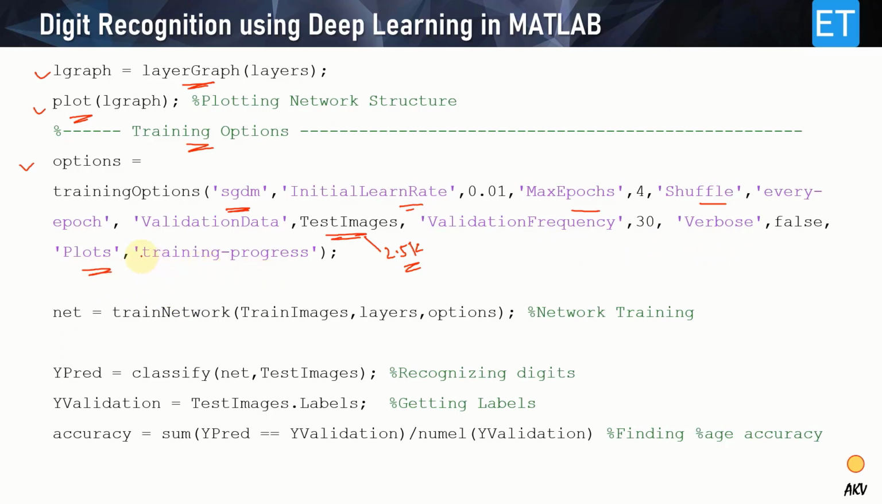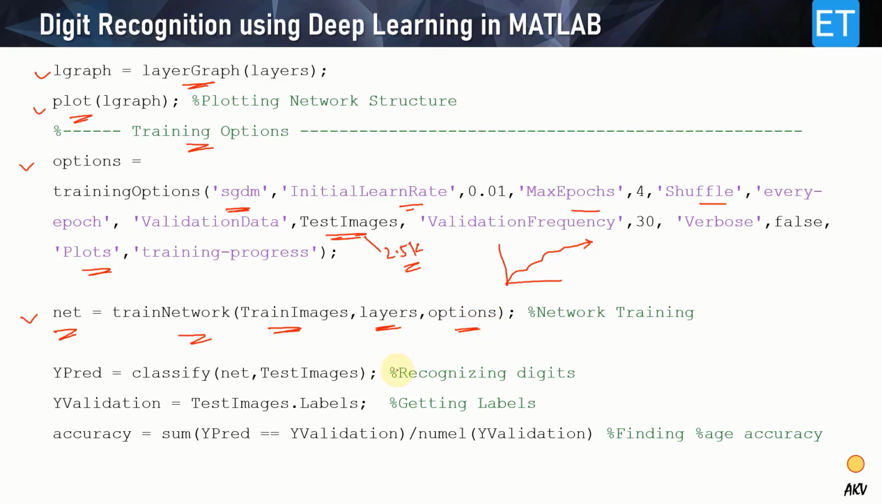And yes, the plot of training progress: when you execute it, you will have a graph showing the training of the learning. And then this command, net equals trainNetwork, will initiate the training. Once the training is finished, you get all the weights and everything in this single variable net. So net is a variable, a CNN which is trained with your data, and you can export this to somebody else. In trainNetwork you have to define the training images, and then the layers which you have already defined, and then the training options.